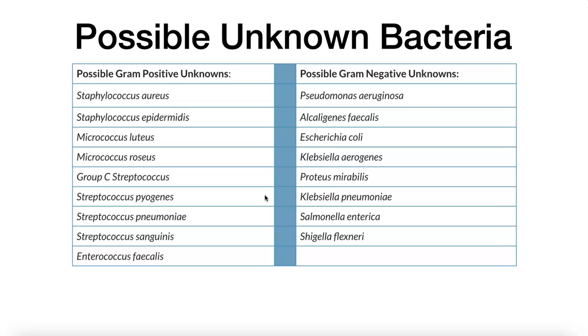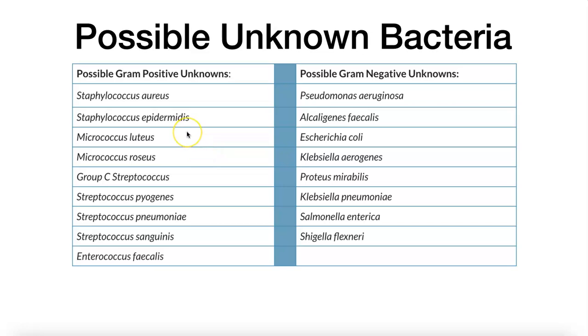To understand how the unknown project is going to go, it's called a mixed unknown, and that's because two bacteria are going to be mixed together into a single tube. So each student is going to get a tube that has these two bacteria. What you see on this slide is a list of gram-positive possible unknowns, as well as gram-negative possible unknowns. You're going to have one from each of these two lists, one from this list and one from this list, and again, they're going to be mixed together into a single tube.